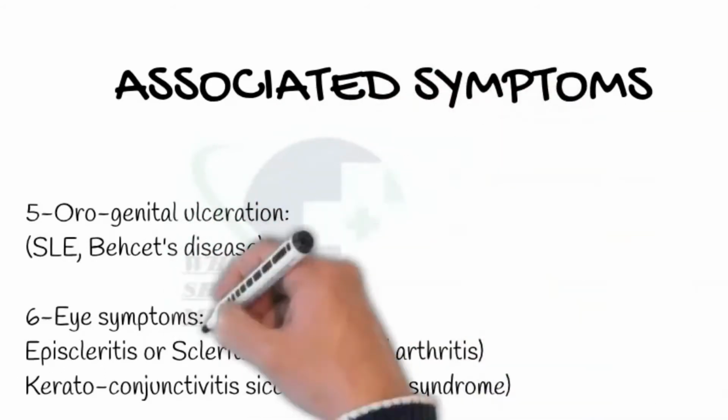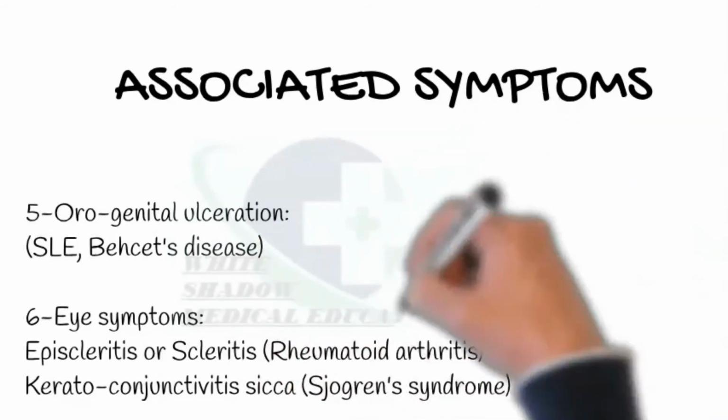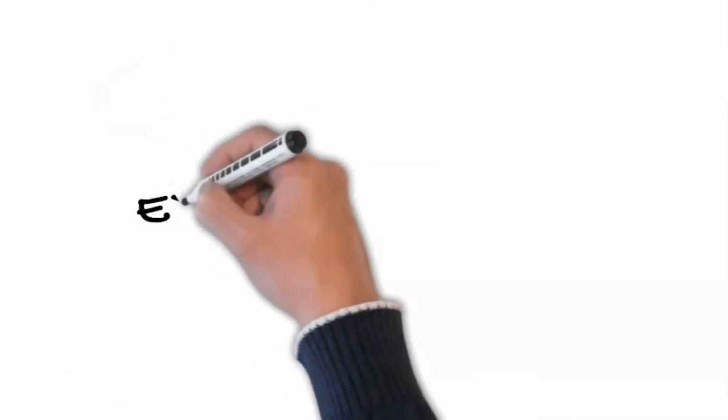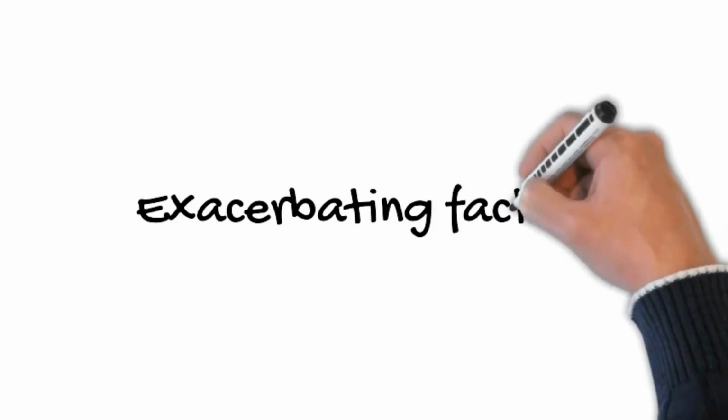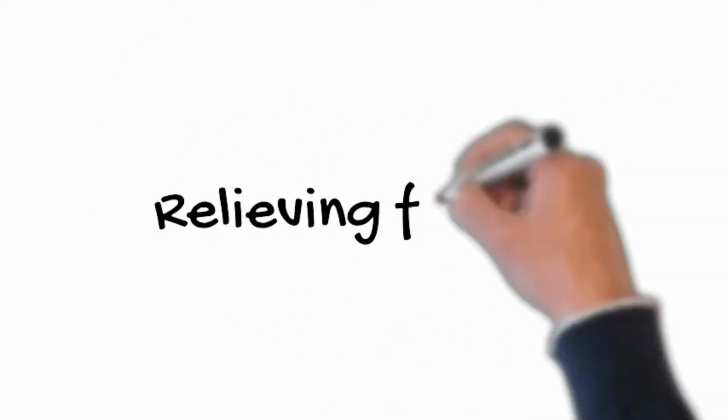Next, ask about fever, weight loss, anorexia, and night sweats, which may be a clue to sepsis or severe connective tissue disease. Exacerbating factors: does anything make it worse? Further, ask about relieving factors: does anything make it better? Ask, have you tried any analgesics?